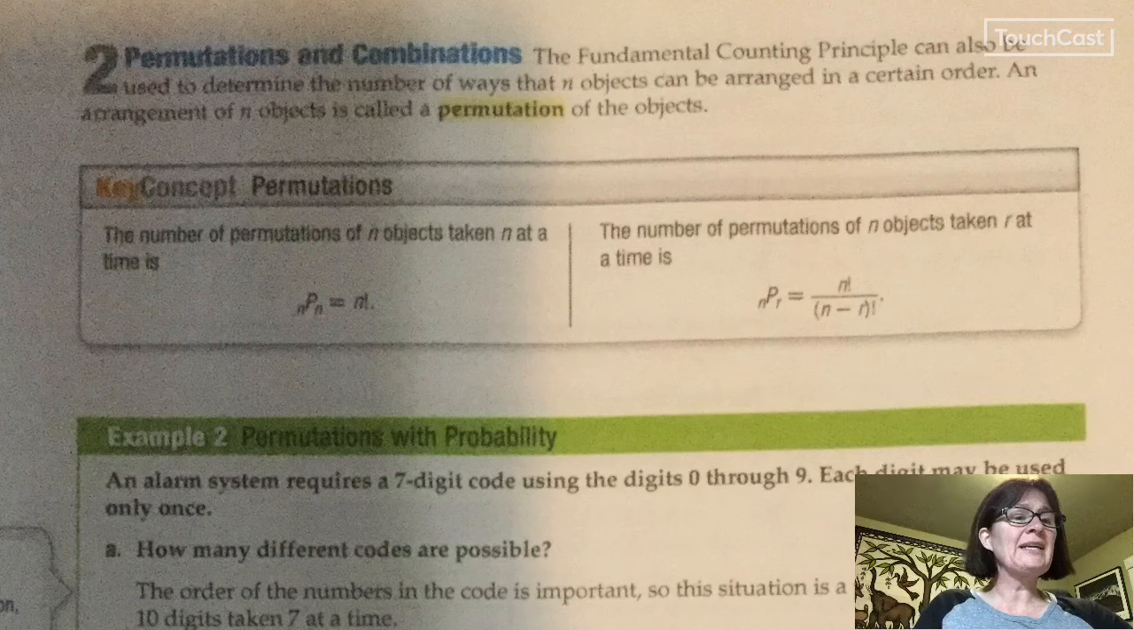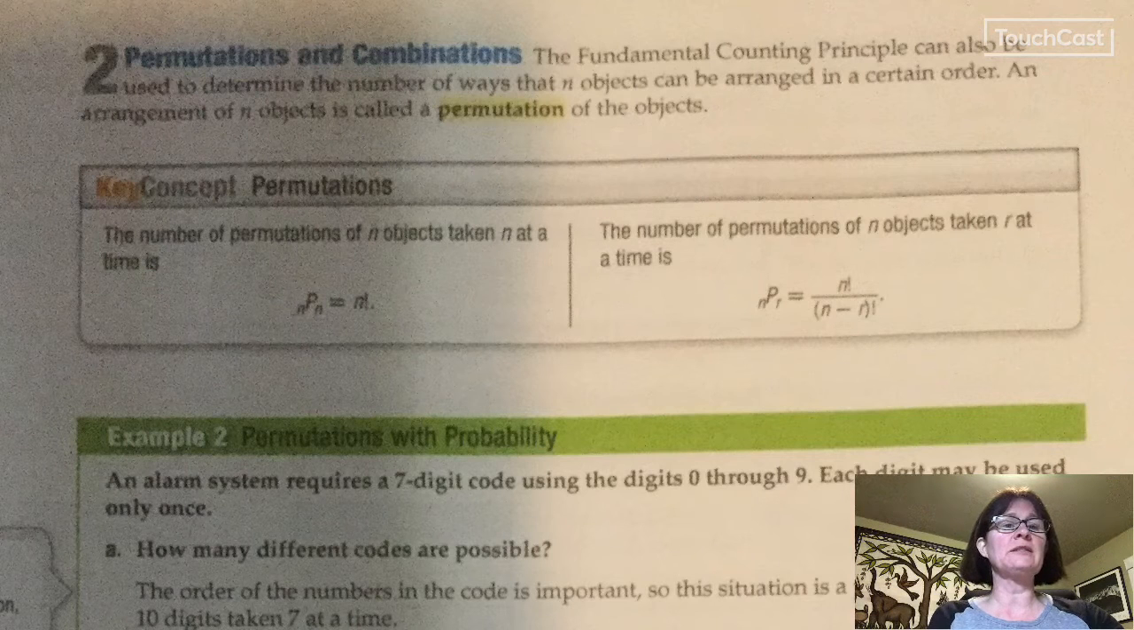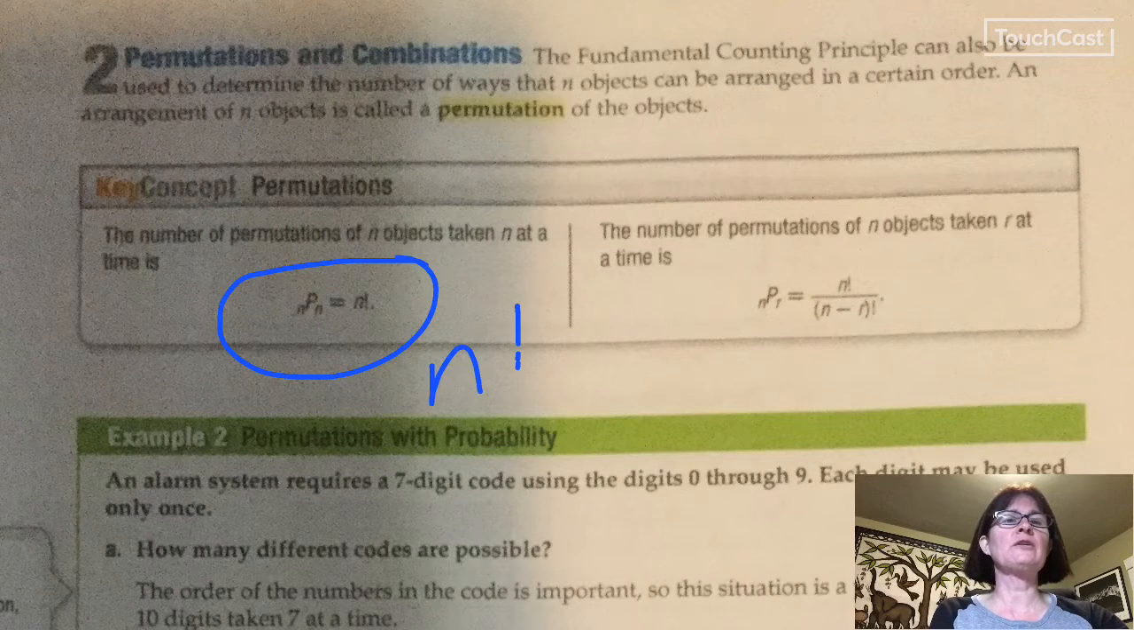So a quick reminder here about permutations. If you have n things and you're going to arrange them, how many different ways are there to arrange them? Well, an arrangement implies that the order matters, and we said that there are then n factorial ways to arrange n items.